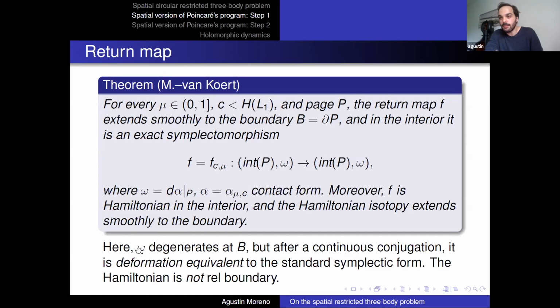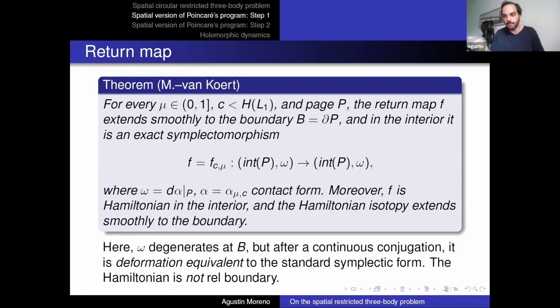Here, one of the subtleties in this setup is that omega always degenerates at the boundary because the Reeb vector field is tangent to the boundary. So you always have a degenerate symplectic form there. But, you can actually write things down in local models in such a way that you can find a continuous conjugation such that after you conjugate, this omega becomes a symplectic form at the boundary. This conjugation is not smooth. It's only continuous. Like the map is smooth, but its inverse is not. And this is really annoying.